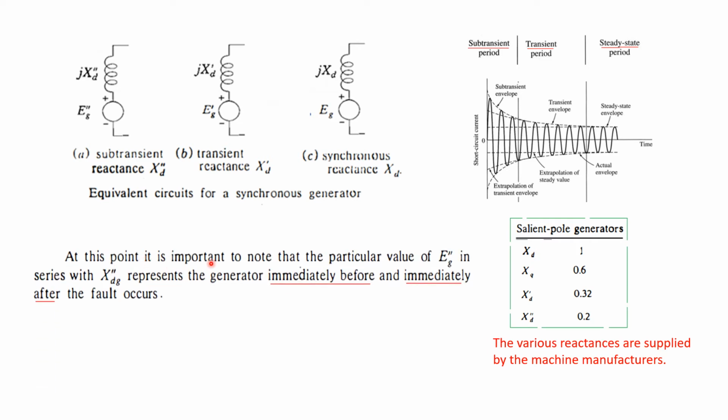At this point, it is important to note the particular value of voltage in series with the reactance Xd. So E double dash G and X double dash d represent the generator immediately before and immediately after the fault. So for both pre-fault and after fault, we use this model.